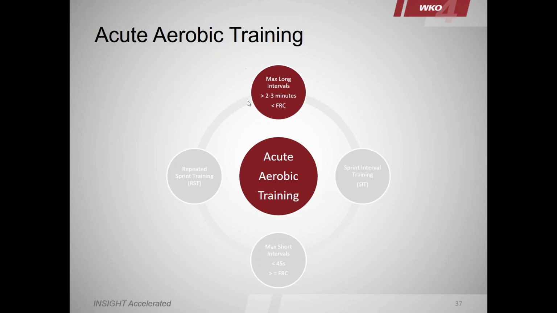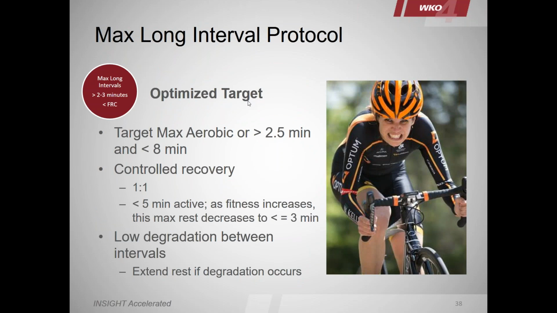So let's start with max long intervals. When you're talking about a max long interval, the optimized target is a great way to go, that's the maximum aerobic target. Or you can build them your own. They're typically greater than 2 to 3 minutes. Most people use 3 minutes, but I find that people with really flat power curves who get to VO2 max can use, or really target, a little bit shorter and a little more intensity.